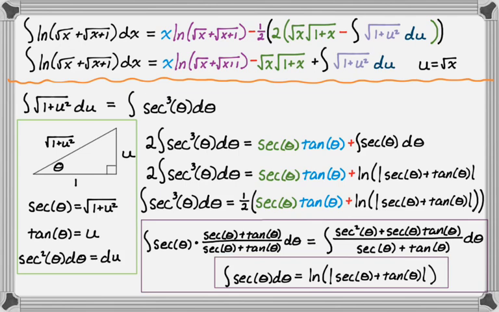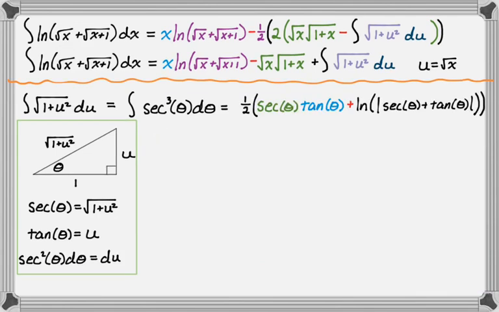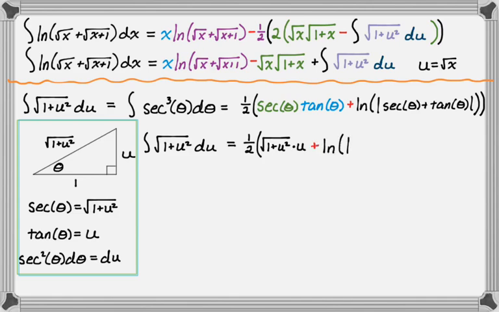All right, I'm going to copy over everything we have so far that's important. So I'm trying to figure out the integral of radical 1 plus u squared, so I should probably now go from these trig functions of theta back to functions of u. And I can do that by using my triangle stuff. So the integral of radical 1 plus u squared is 1/2 secant of theta, which is radical 1 plus u squared, times tan of theta, which is just u, plus natural log, absolute value, secant of theta again, radical 1 plus u squared, plus tangent, which is u, close absolute value. Okay, but we know that u is equal to radical x, so let's substitute here.